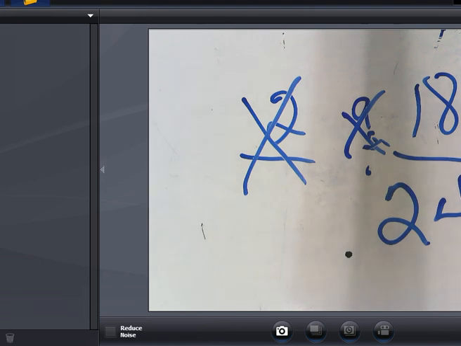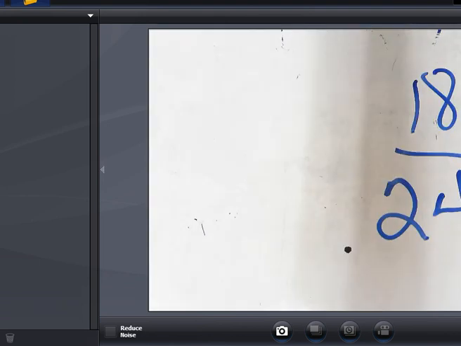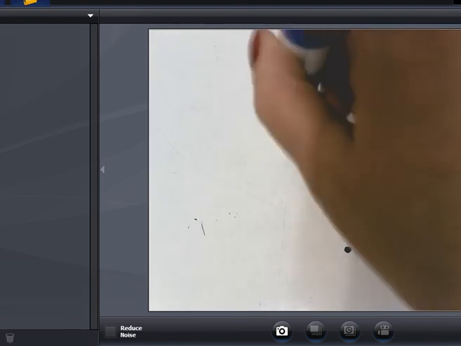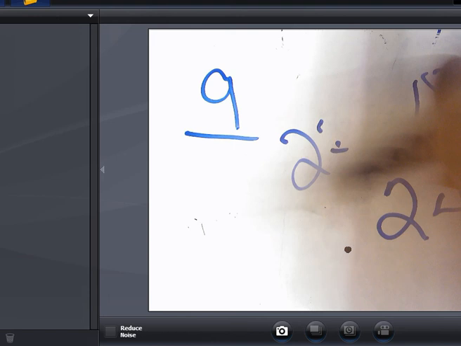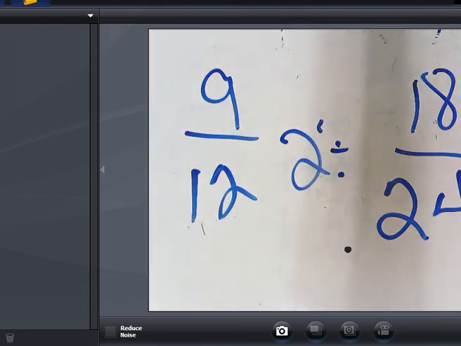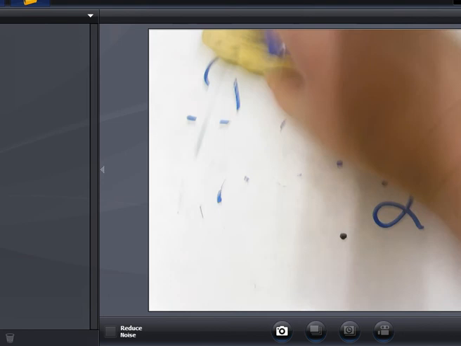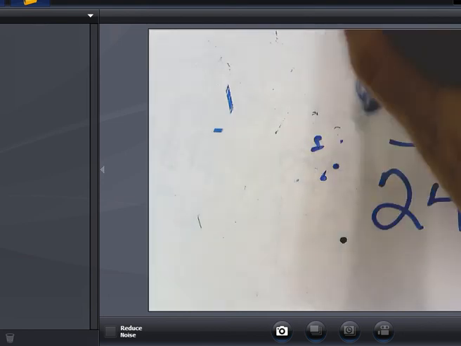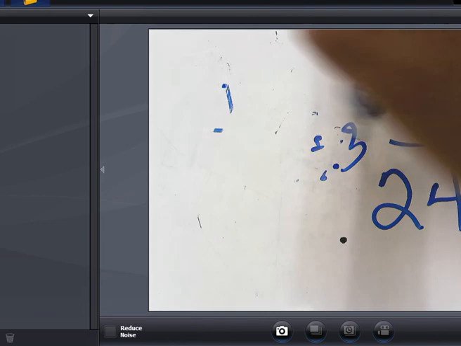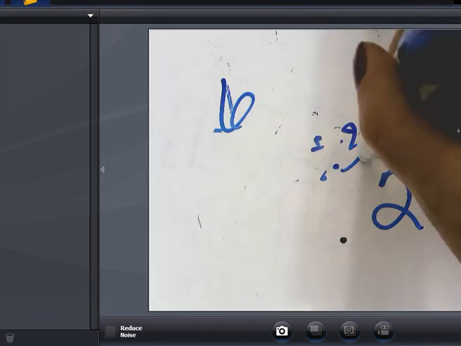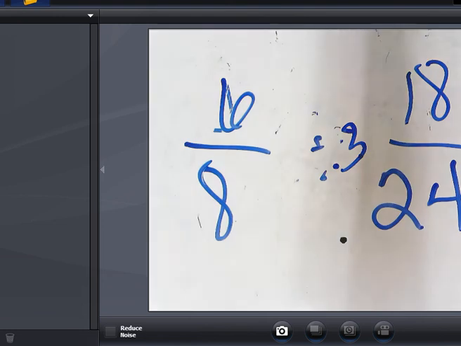Now they're even numbers. I have to find a common factor that would go into both of those, a common multiple. So I could do a 2, because I would get 9/12. Could I do 3? I think I could, because 18 divided by 3 is 6. 24 divided by 3 is 8. 6/8 is equivalent to 18/24.